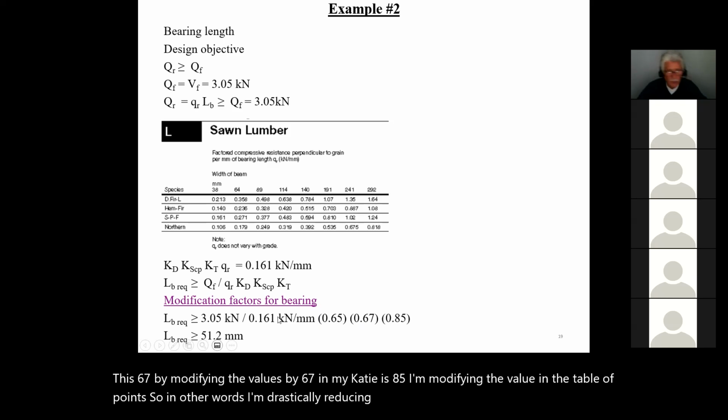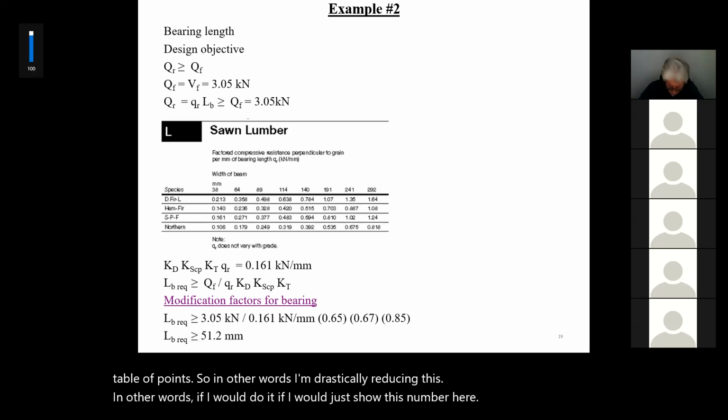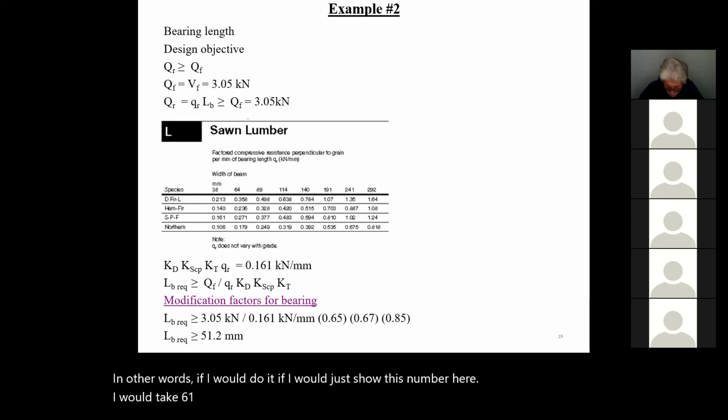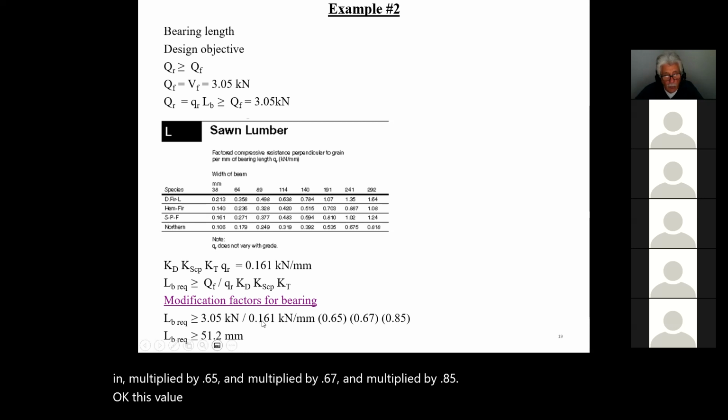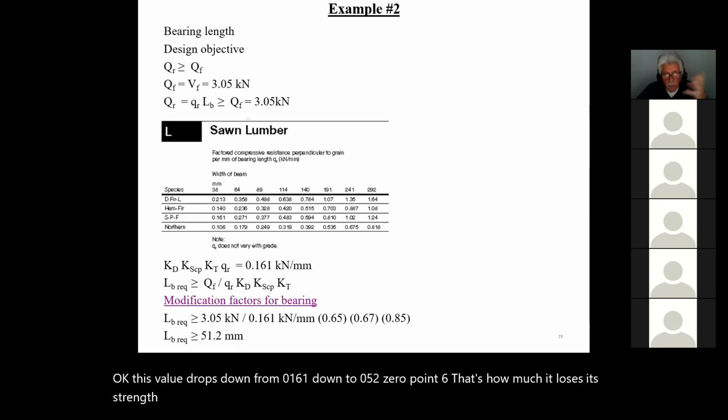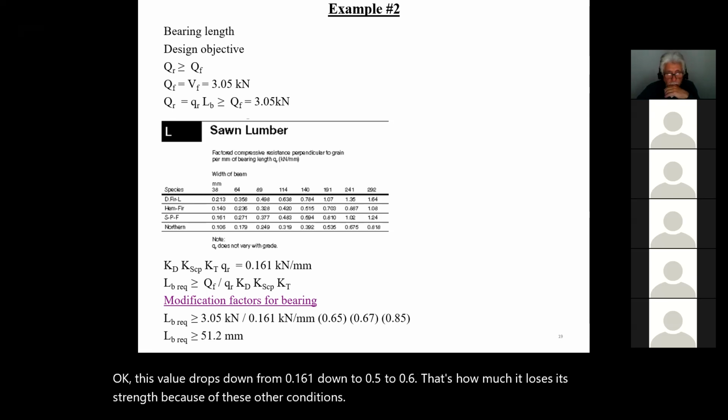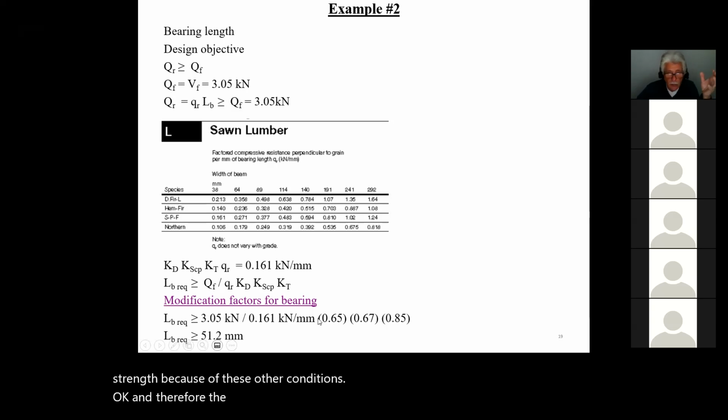In other words, if I just show this number here, I would take 0.161 and multiply by 0.65, and multiply by 0.67, and multiply by 0.85. This value drops down from 0.161 to 0.0 something. That's how much it loses its strength because of these other conditions. And therefore the bearing length, if these were all 1, would be much different than if these are no longer 1.